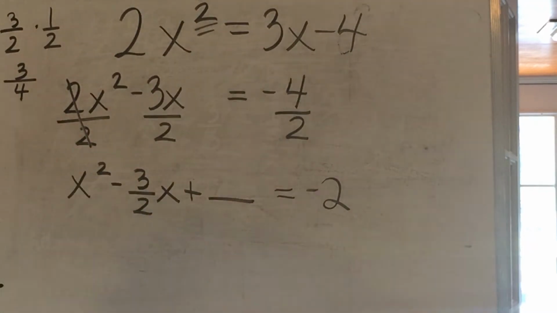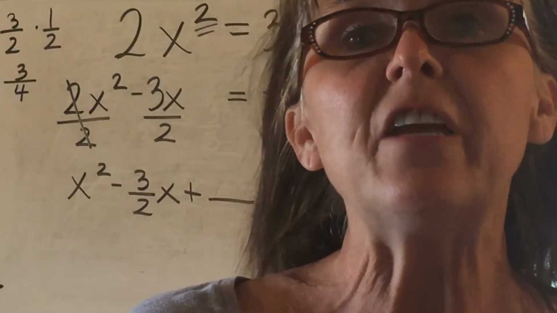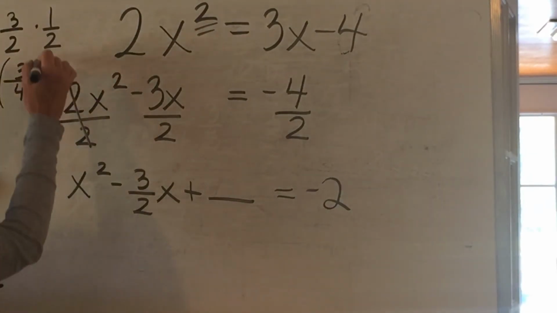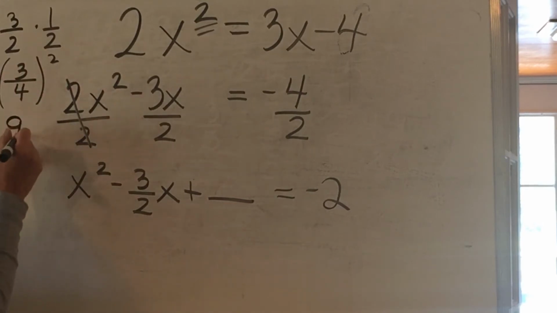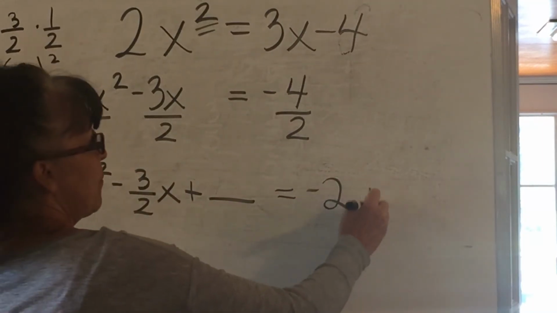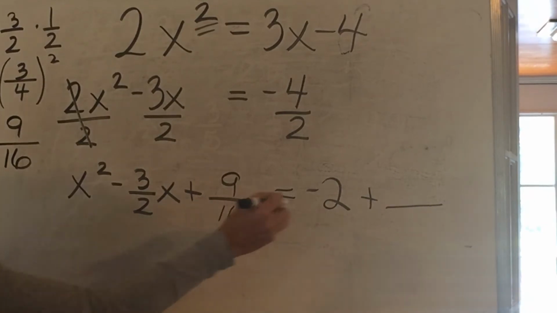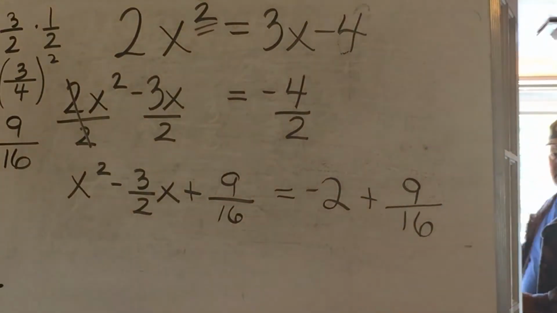That's the number I add? No. Take half of it, which is what you did. But then you have to square it. So, square the 3, 3 times 3, that gives you 9. Square the 4, 4 times 4, that gives you 16. That's the number that you need to put in your blank on both sides. 9/16. Boy, this looks ugly.